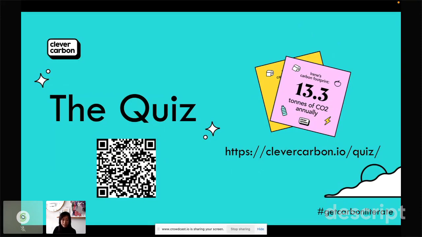Also going to drop in a link here so that you can see the carbon footprint of other countries if you're interested. I actually find it really fascinating to look through the different countries and see what the average carbon footprint is.